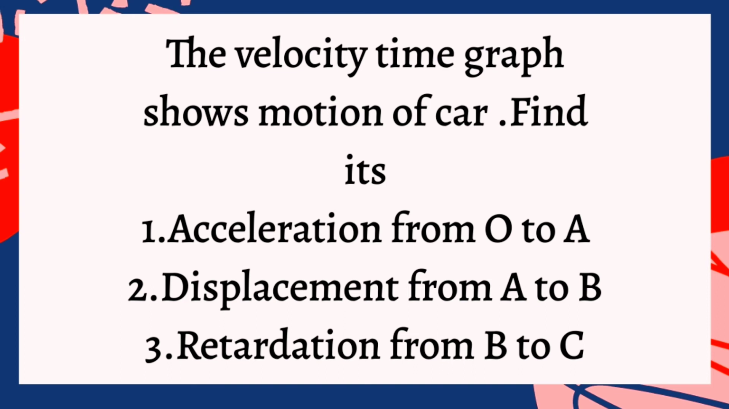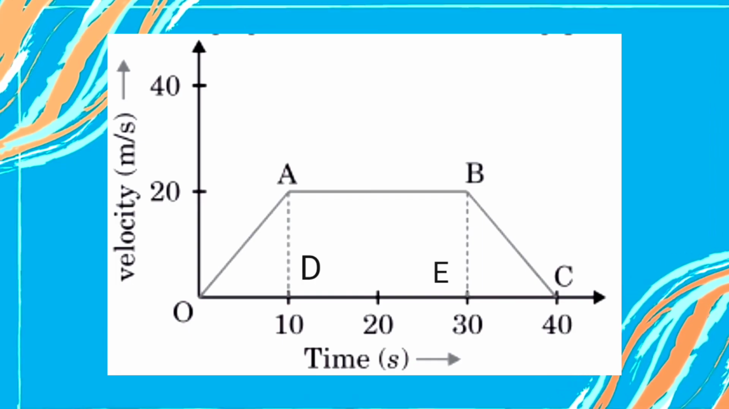Now the third problem. Here also a graph is given. Here a velocity time graph is given for a car. What we have to find is acceleration from O to A, displacement from A to B, and retardation from B to C. I think that up till now you have become expert at this. Now let us go for it. First we have to find acceleration from O to A.